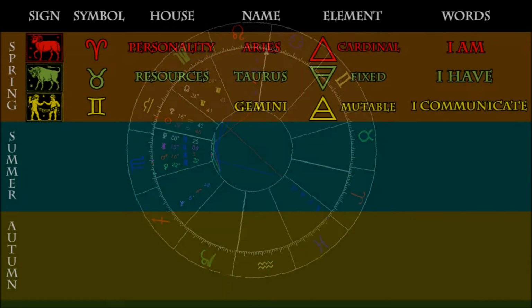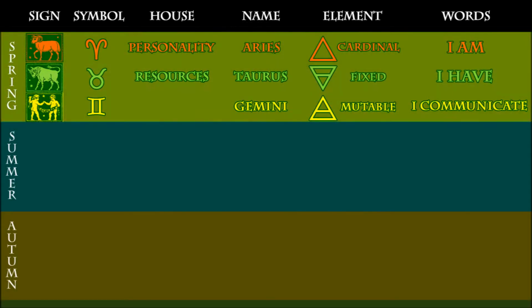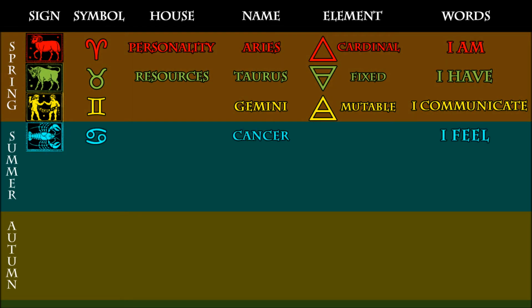Okay, so now we're back around. So this together is spring, right? These would be spring. Now we're moving on to summer. We have Leo, who says "I create." And so yourself, your resources, your environment, i.e.